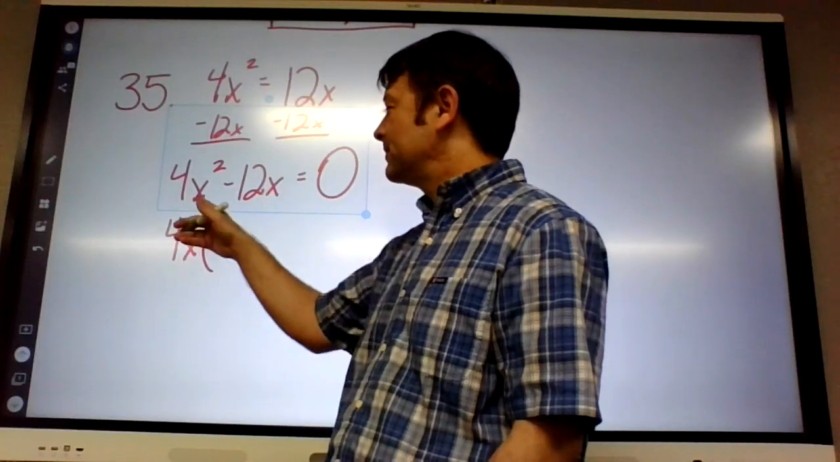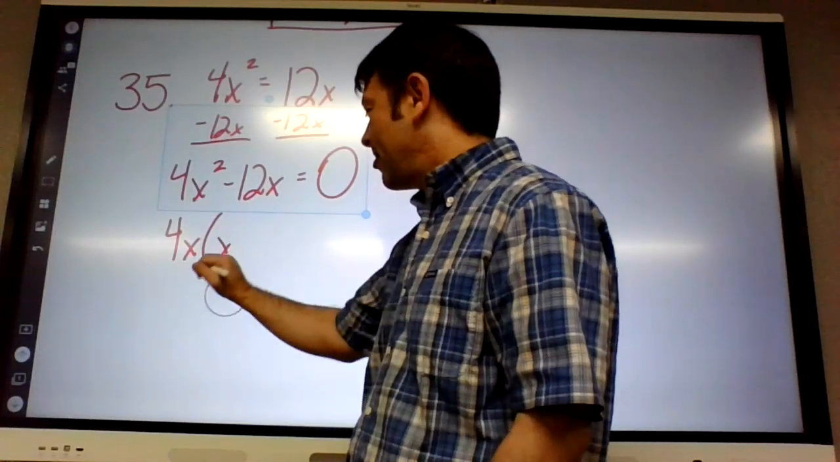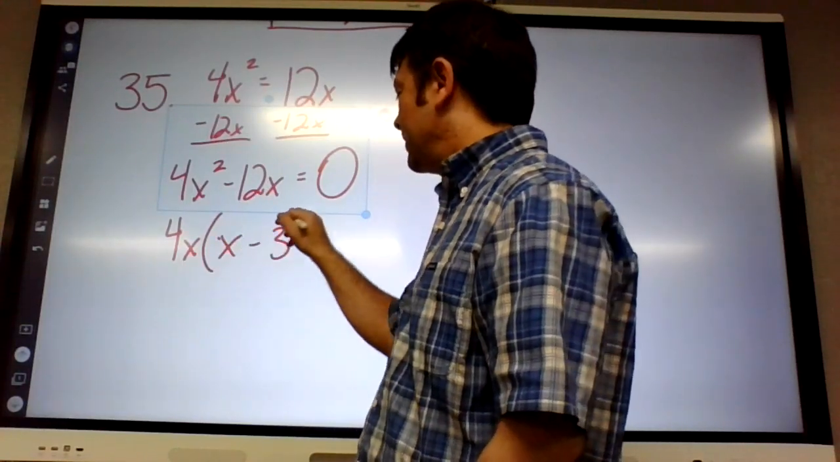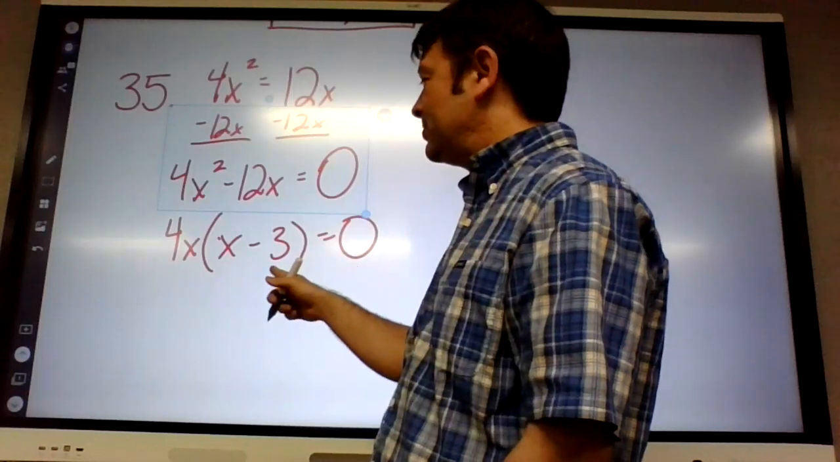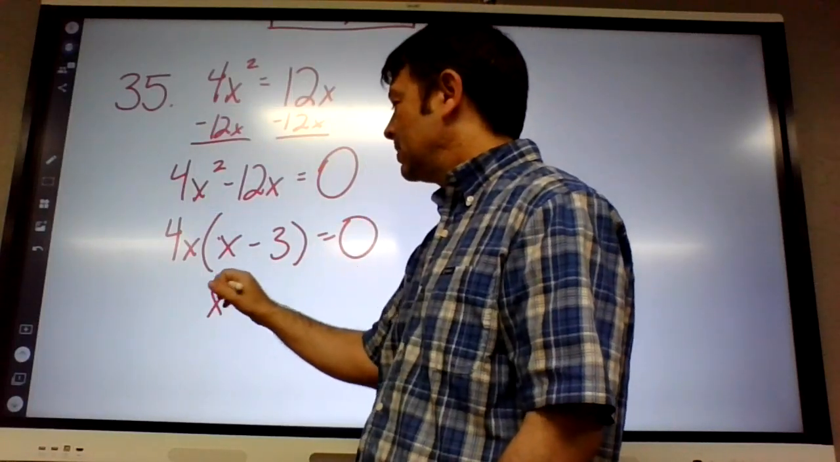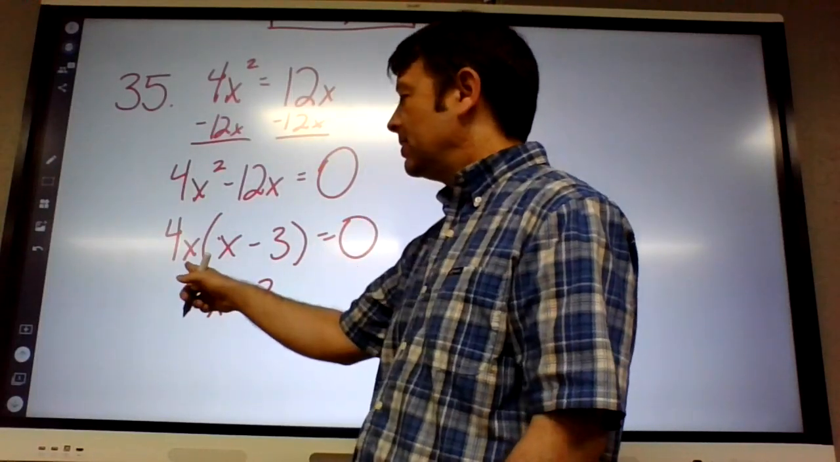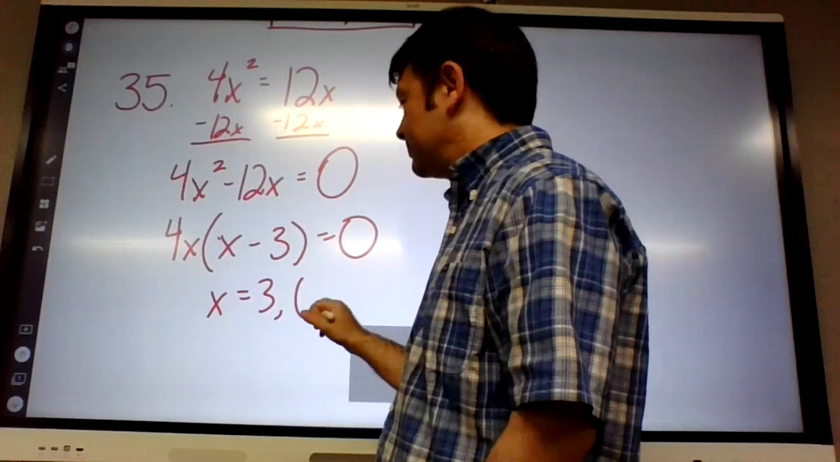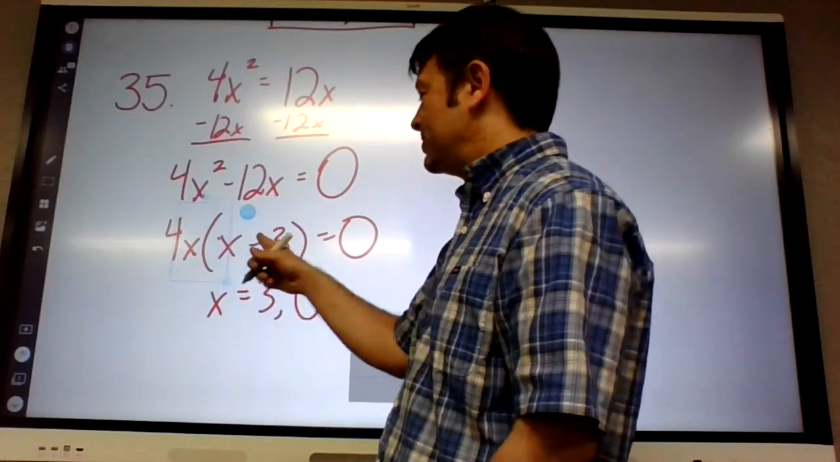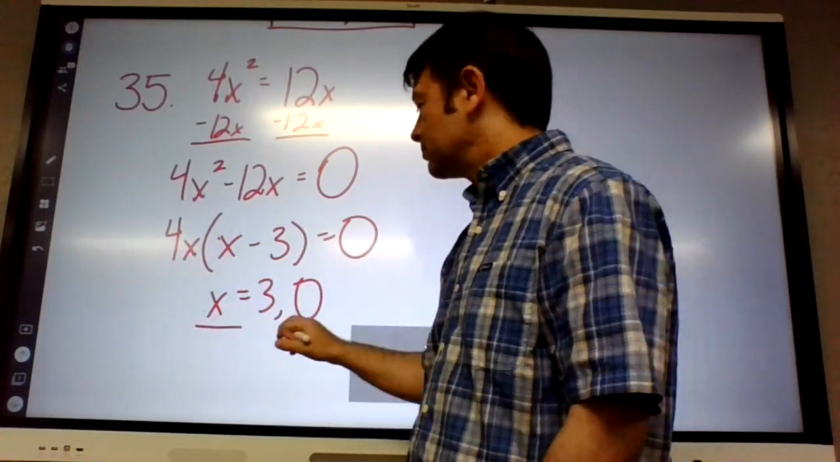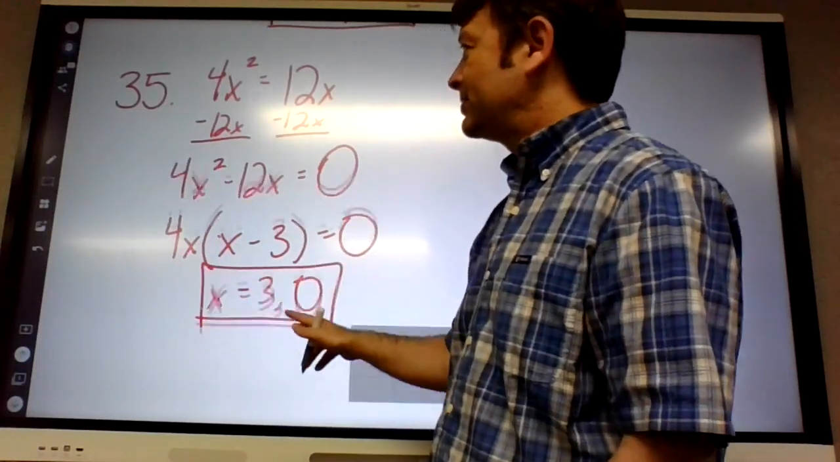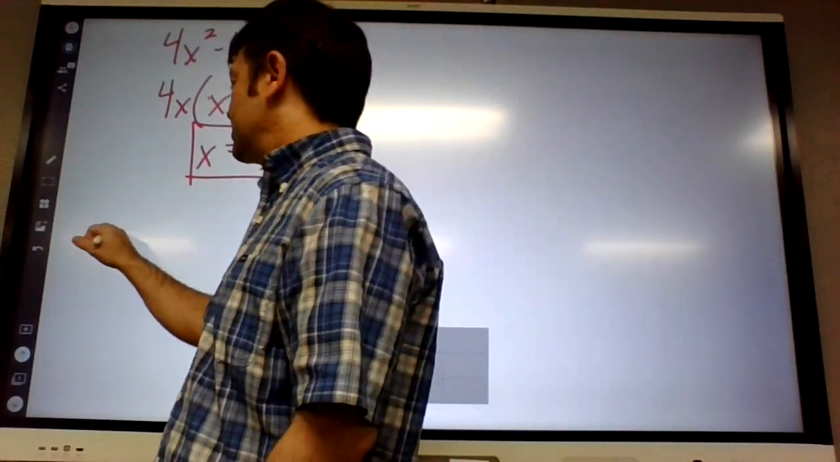x minus 3. x minus 3. Okay, what x values make this equal 0? 0. Positive 3. Positive 3 and 0. Because 4 times 0 times this equals 0. There's an x outside, so 0 is going to be an answer.